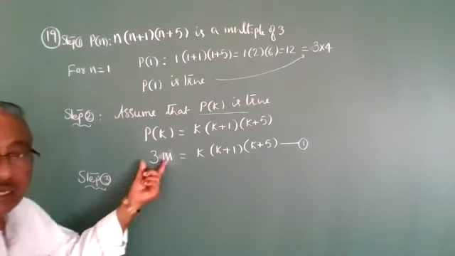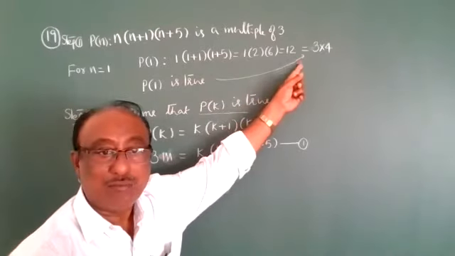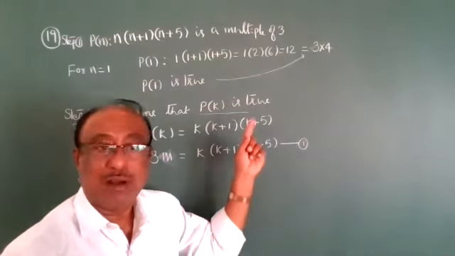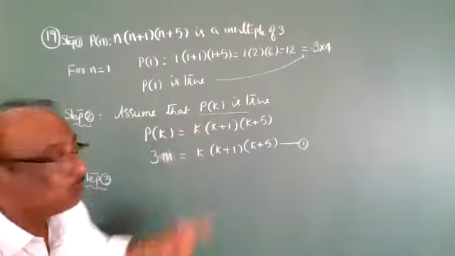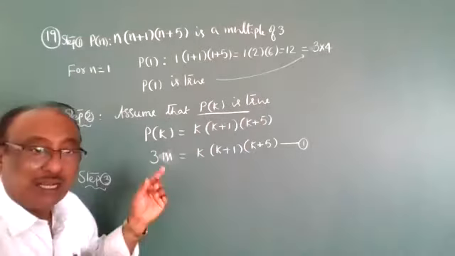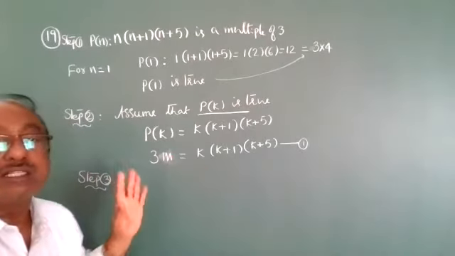Now understand that P of 1 is true means 3 times some number. When we say that P of 1 is true, then P of k is also assumed true, which means in place of P of k we write 3 into some number multiplication. 3 is a multiple of some number.